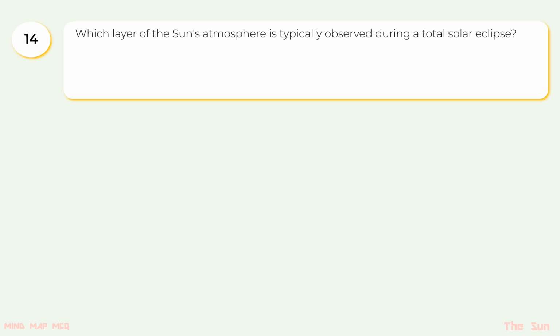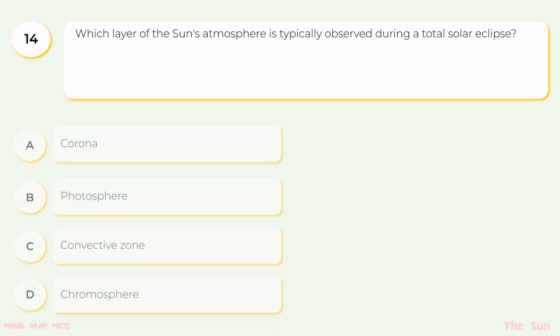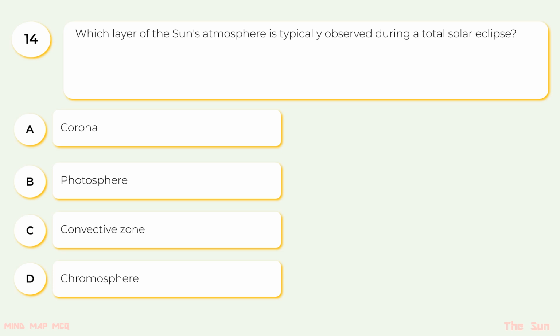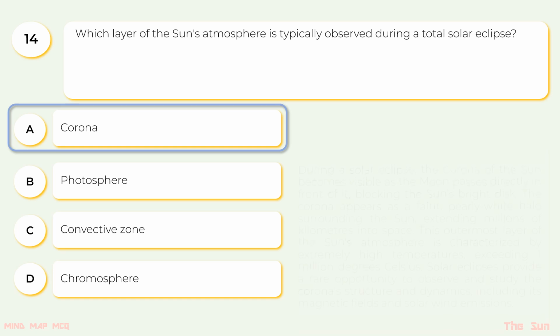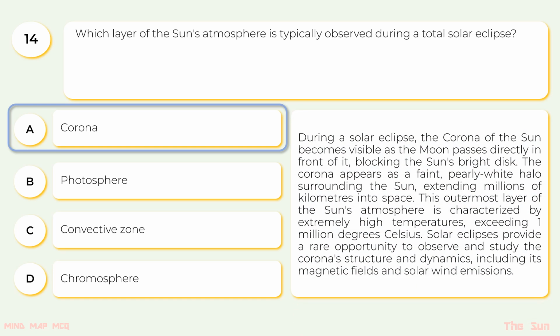Which layer of the Sun's atmosphere is typically observed during a total solar eclipse? A. Corona, B. Photosphere, C. Convective zone, and D. Chromosphere. The correct option is A, corona. During a solar eclipse, the corona of the Sun becomes visible as the Moon passes directly in front of it, blocking the Sun's bright disk.